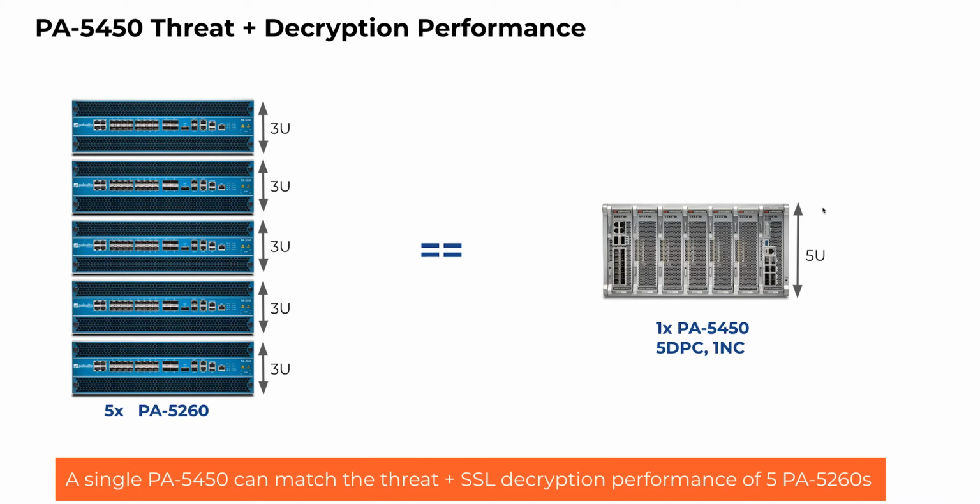Yeah. So what's really nice again is the size of this thing. So if you needed to do a lot of decryption, for example, if you went out and loaded up the 5450 with 1 network card and 5 data plane cards, you would get the maximum decryption capability. And to get similar performance on the 5260, for example, it would eat up 15 U's of space in your data center, and you get the same performance with 5 U's, so a third.